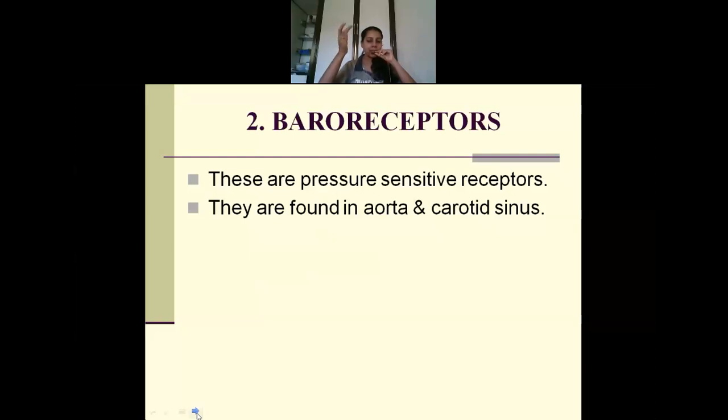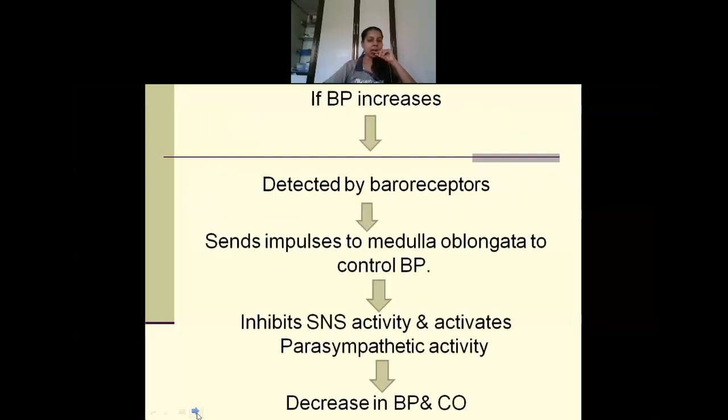Okay, for example, when increased BP is there, what the baroreceptors will do? They will sense it and they will try to lower the BP. Okay, and when the BP is very low, what the baroreceptors will do? They will again sense it and they will tend to increase the BP. Okay, so this is the main function of the baroreceptors. Now we will see how exactly baroreceptors are acting.